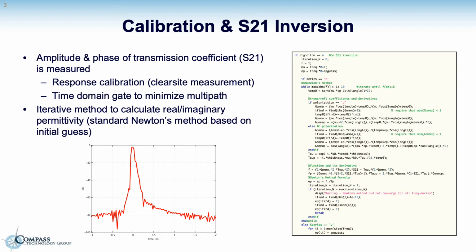So once we've calibrated, then we use an iterative method to calculate our permittivity. And there are sort of standard techniques such as a Newton's iteration, and that's what we're using here. And basically it helps us to solve the transcendental equation that relates the, in this case, S21 transmission coefficient to the real and imaginary permittivity.